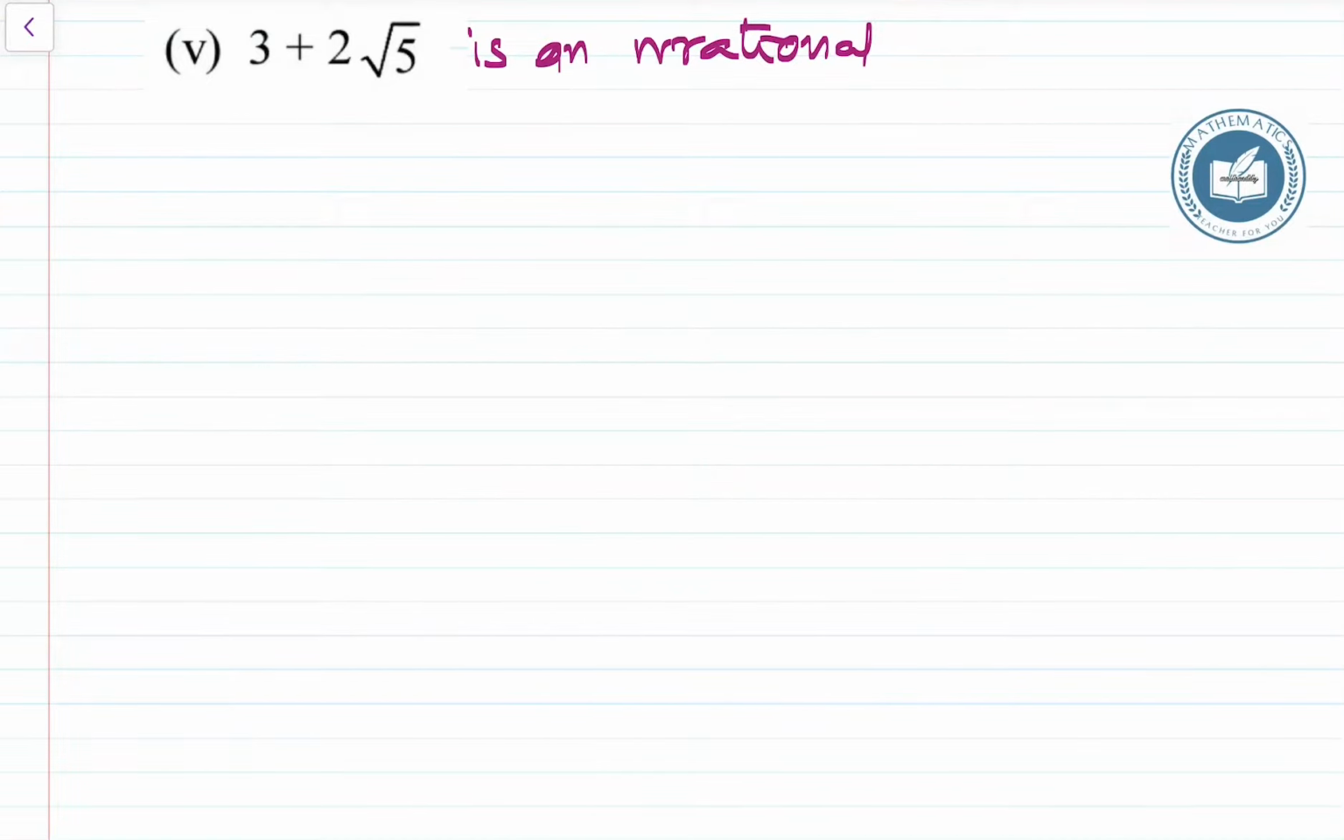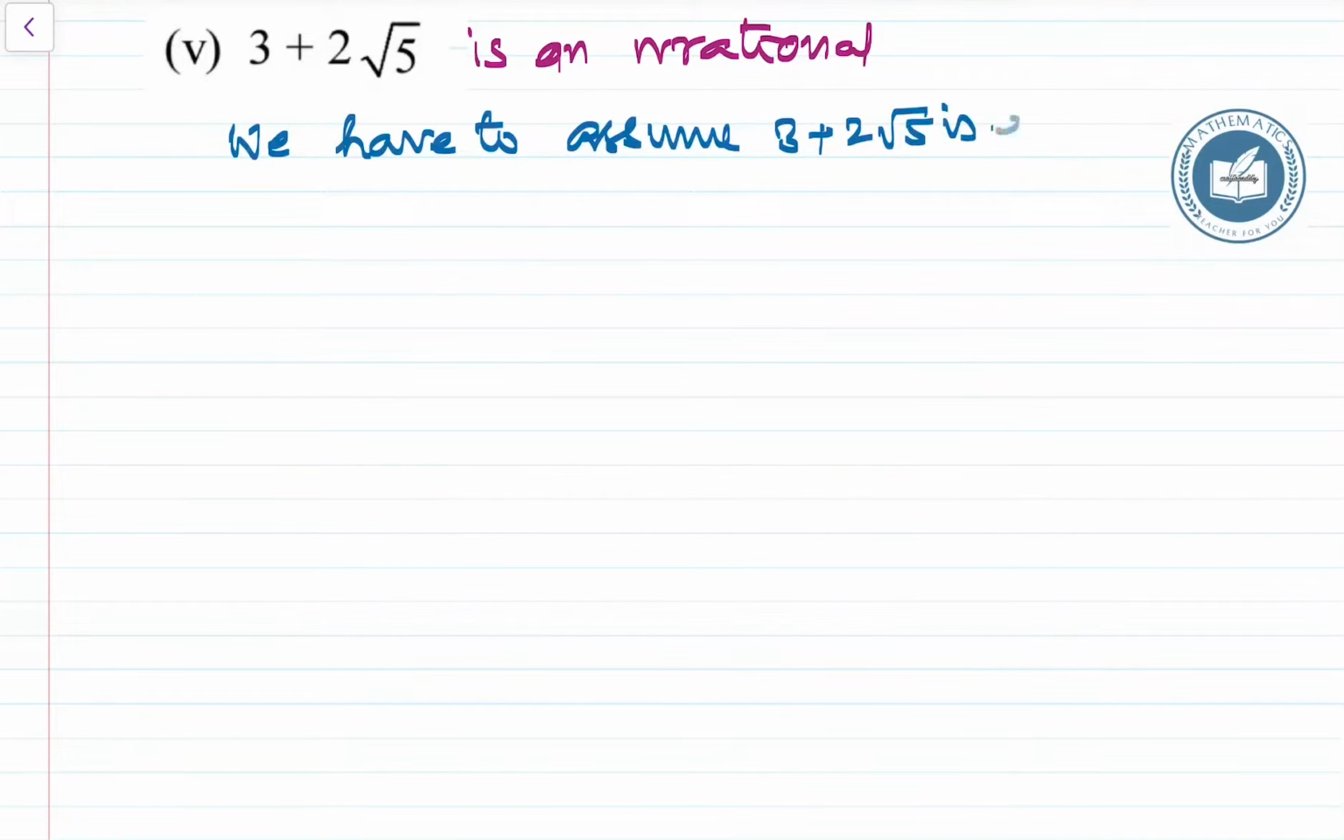We have to show that it is irrational. So to prove this one is irrational, we have to assume that 3 plus 2 root 5 is a rational number, so this can be written as p by q.